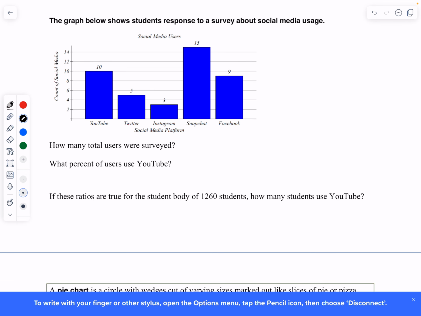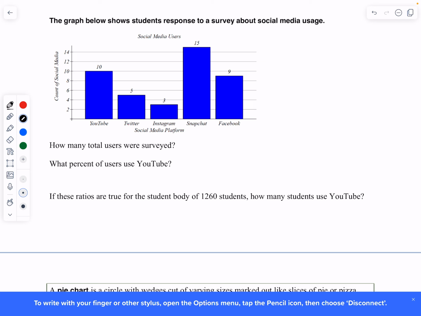The graph below shows students' responses to a survey about social media usage. Okay, this is a bar graph because there's spaces in between the bars. And the frequencies are given on top of each bar. So we see YouTube is at 10, Twitter's at 5, Instagram is at 3, Snapchat is 15, and Facebook is 9. How many total users were surveyed?